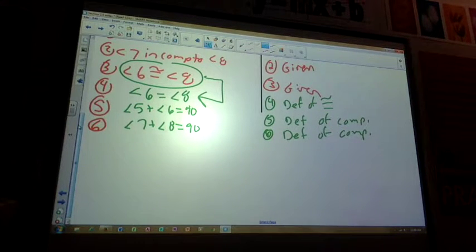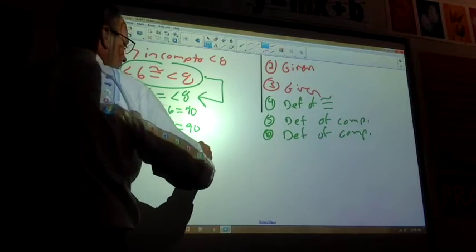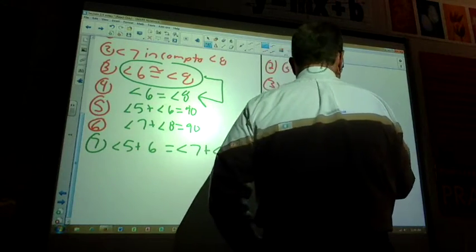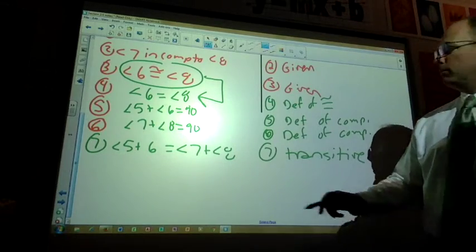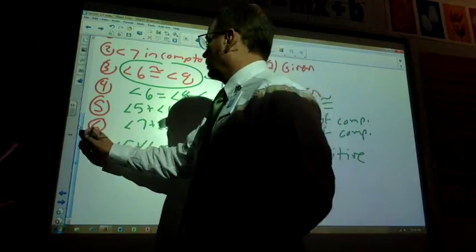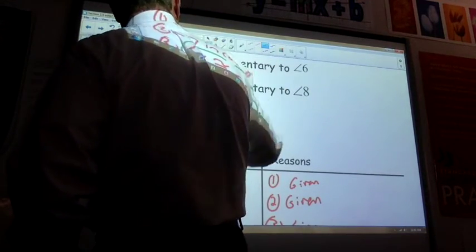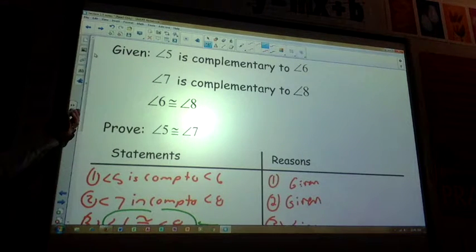Okay? What's our go-to? It's transitive. So angle 5 plus angle 6 is equal to angle 7 plus angle 8. That's our transitive property. Last step. Oops. Angle 5 to 6, 7 to 8. We're trying to prove 5 is congruent to 7.